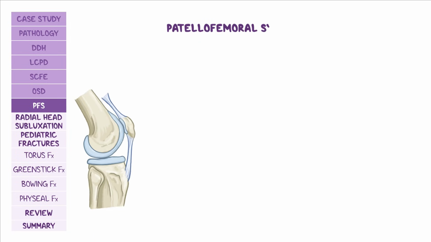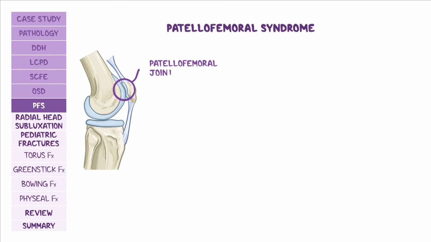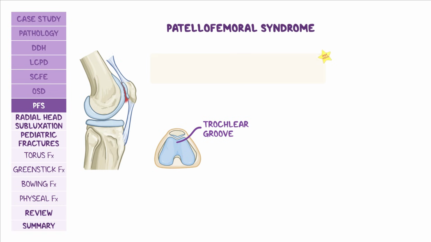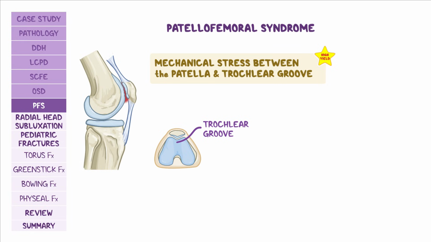Next is Patellofemoral syndrome, which affects the patellofemoral joint. Normally, this joint is formed by the patella that sits onto the trochlear groove on the distal part of the femur, and is covered by a slippery articular cartilage that allows for smooth movement when flexing or extending the knee. In patellofemoral syndrome, there's inflammation that results from mechanical stress between the patella and the trochlear groove, which is often linked to overuse of the patellofemoral joint, which is common in runners. That's why patellofemoral syndrome is also called runner's knee, and this is a high-yield fact.